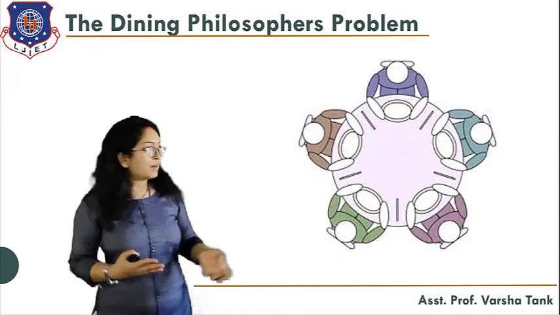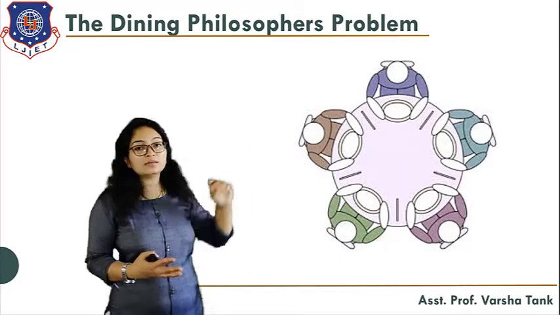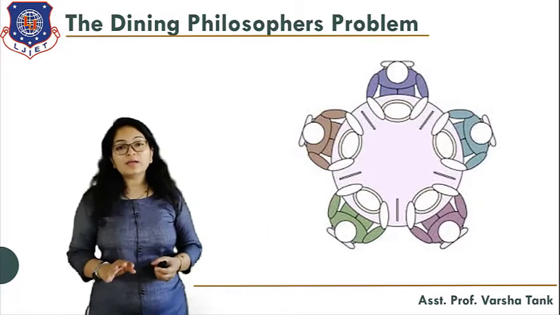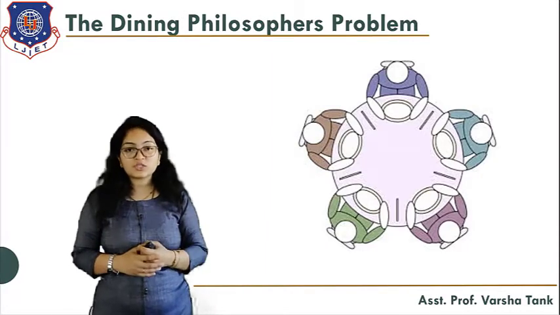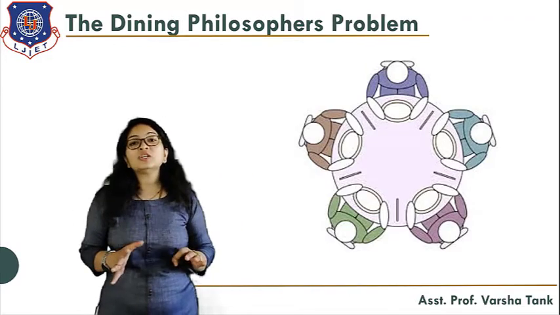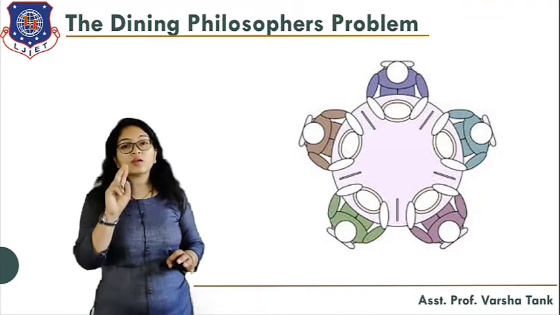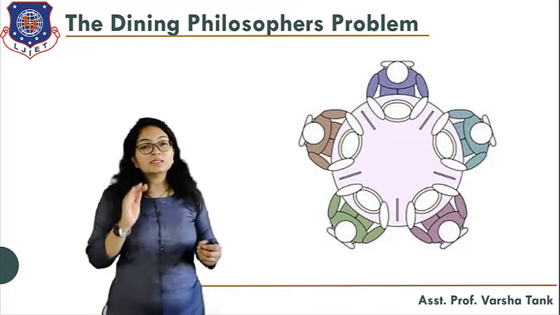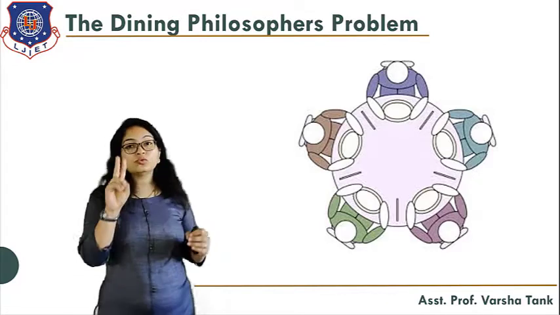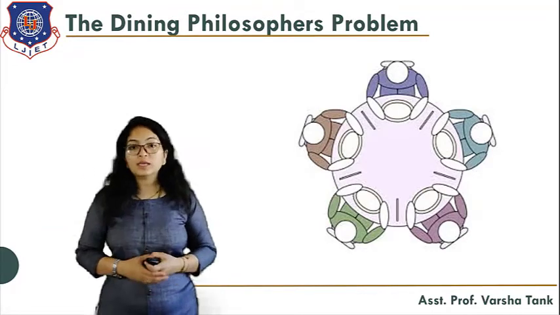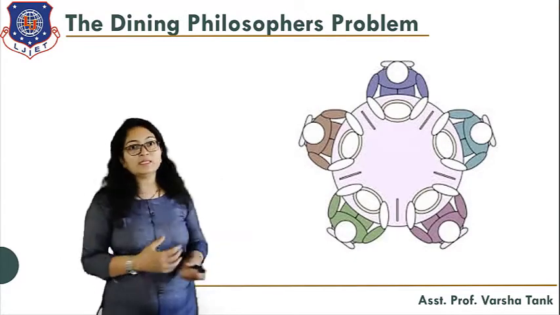But even if there is a single bowl in between the philosophers, it is still not a critical section. Why? Because they can share that bowl. There is no condition on it. They just require 2 chopsticks, that is the condition. At the same time, they follow 2 operations, either eating or thinking. So let's see this problem in detail.